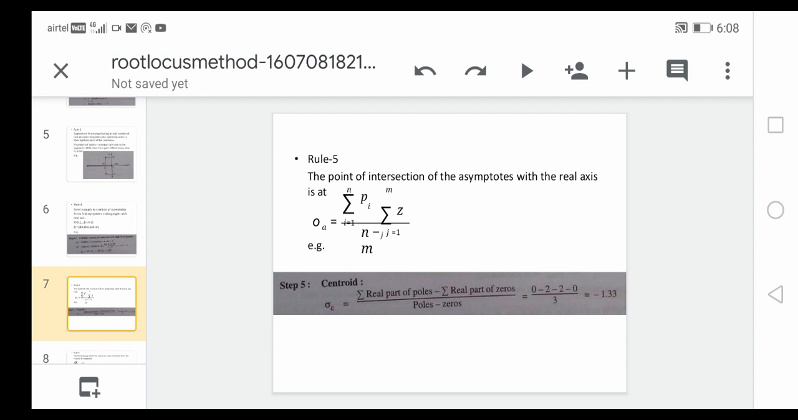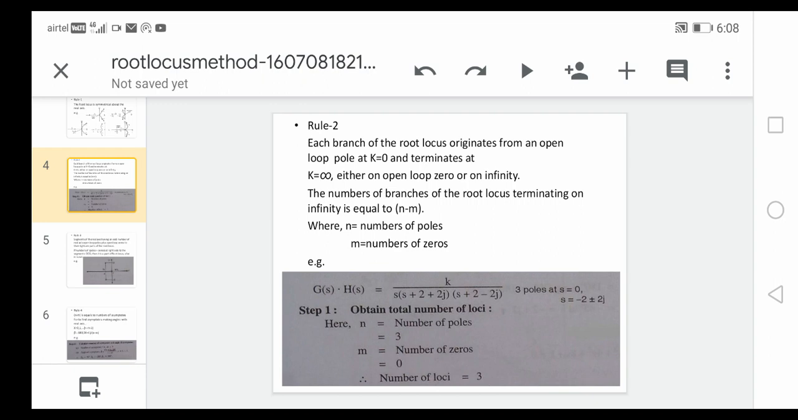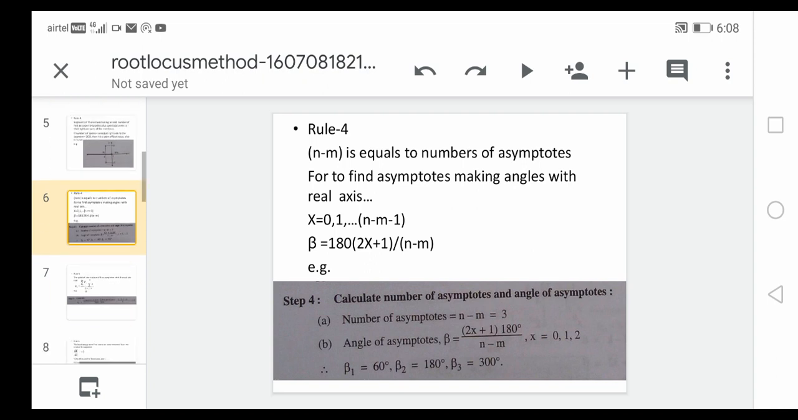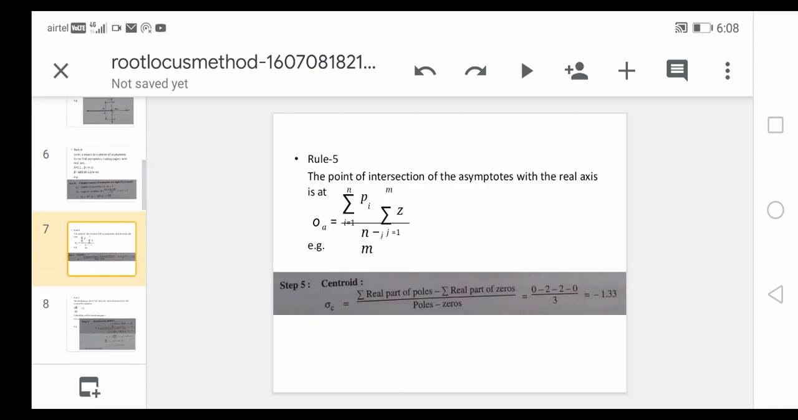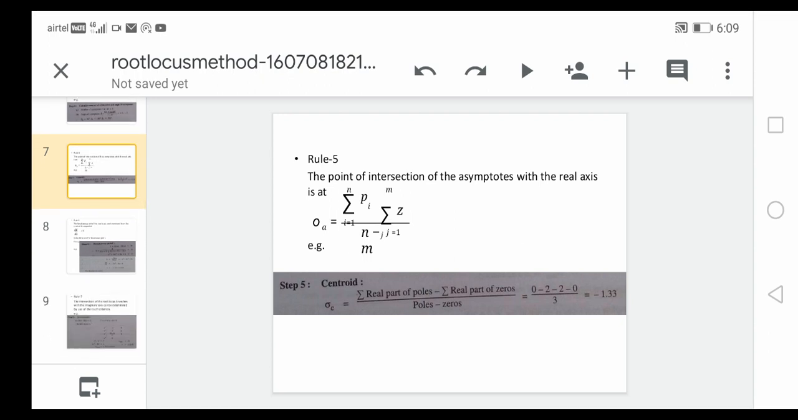If you are substituting, what poles do you have? The real part of the pole -2 plus 2j, that means the real part is -2. Here we see -2. The real parts of the poles sum to -4 and there are no zeros, divided by poles minus zeros, which is 3, so you are getting -1.33.